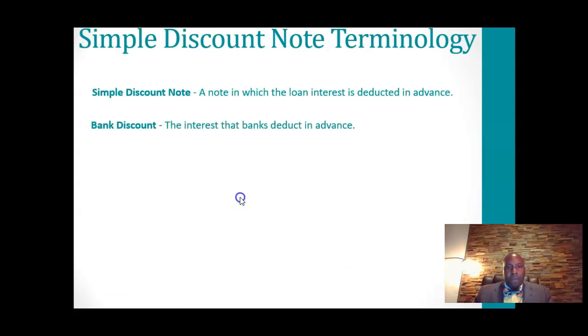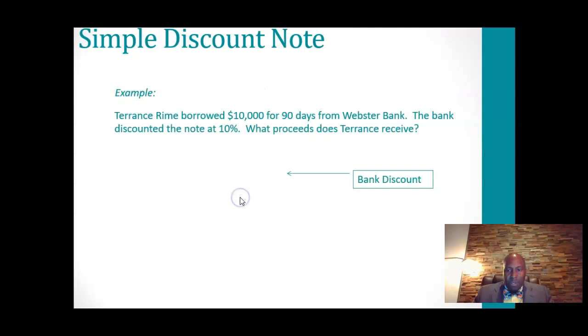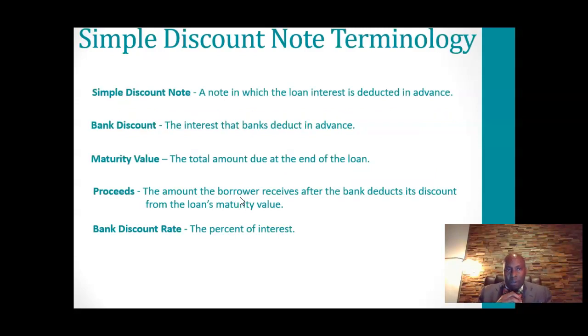So when you have these types of situations, we have to understand different terminology. A simple discount note is a note in which the loan interest is deducted in advance. So whatever amount of interest is owed on the loan, they're going to deduct that amount in advance from your cash proceeds, and you'll get the remaining balance. The bank discount is the interest that the bank deducted in advance. Once we figure out the amount of interest, that's known as the bank discount.